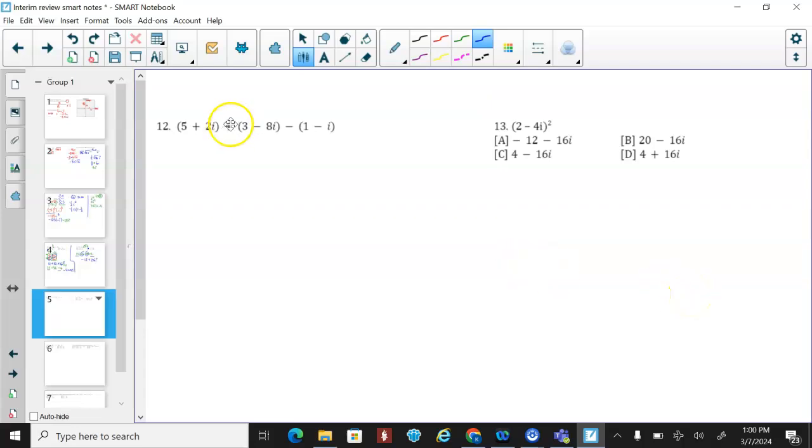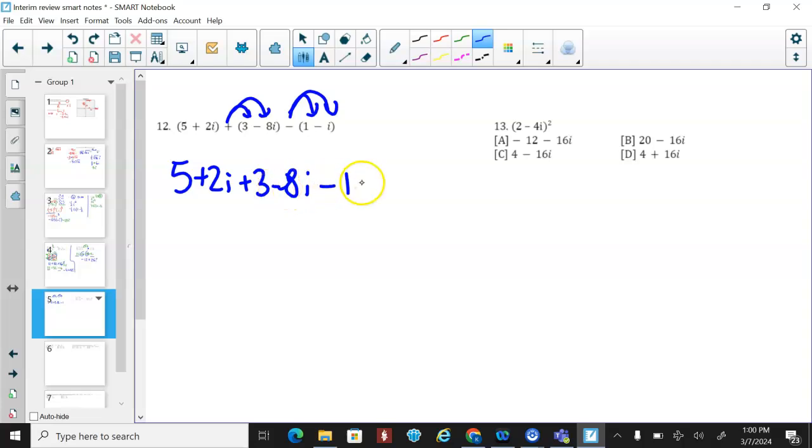So again, plus does not do anything when you distribute it. It doesn't change anything. So we're just dropping the parentheses here. Plus 3 minus 8i. Now the negative will change the sign. So this is going to become a negative 1. And this is going to become a positive i. Now, of course, all you have to do is combine like terms. So 5 plus 3 is 8 minus 1, it's 7.